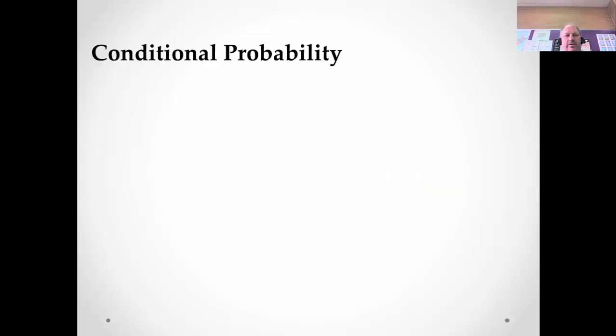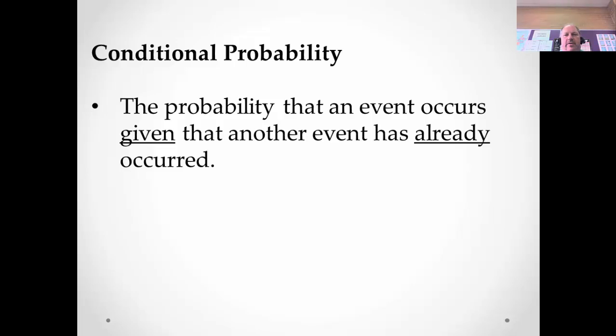Conditional probability is the probability that an event occurs given that another event has already occurred. Basically, it means you've been told some extra information which reduces the amount of sample space you need to consider to work out the answer.